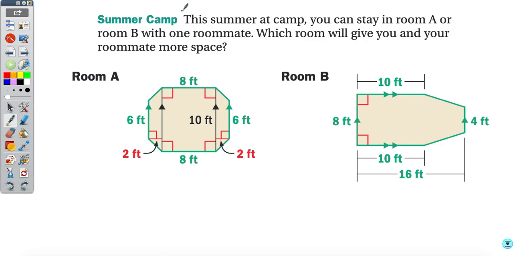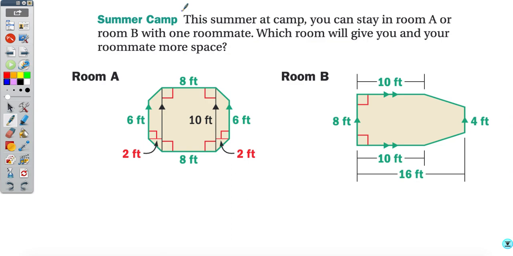Our final example problem for this lesson is at summer camp. At camp, you can stay in room A or room B with 1 roommate. Which room will give you and your roommate more space? So if I remember the steps, the first thing we're going to do is break it down into 2-dimensional figures that are polygons that we talked about yesterday. Find the area of each, and then we are going to add them all together.